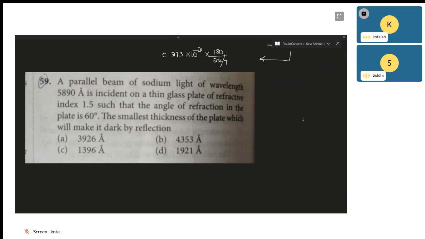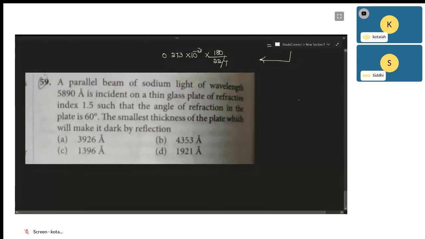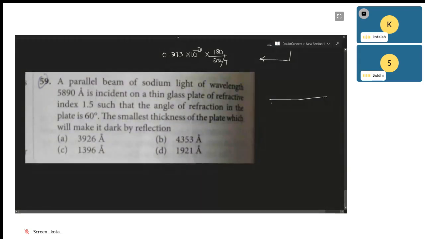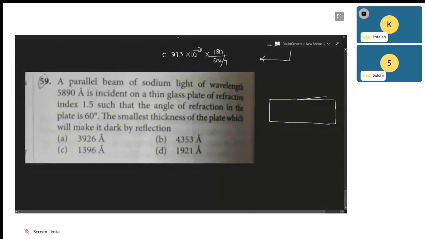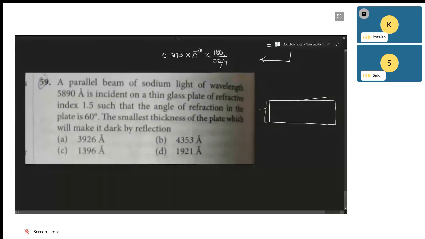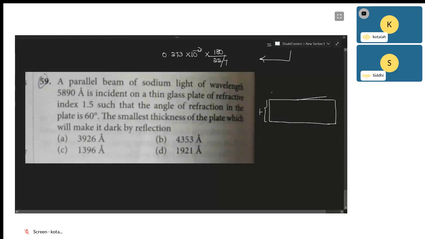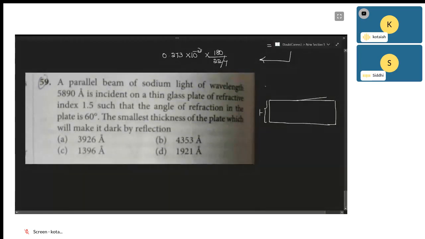Sir, read the question. Now, there is one glass slab. Let's take this is a glass slab. I couldn't draw the glass slab perfectly. Let's say this is a glass slab of thickness t. Now here, one light ray is incident like this.